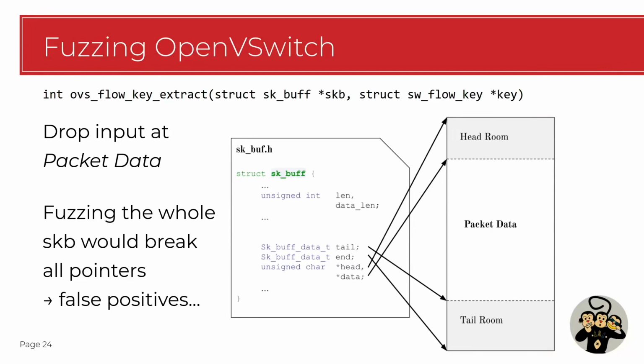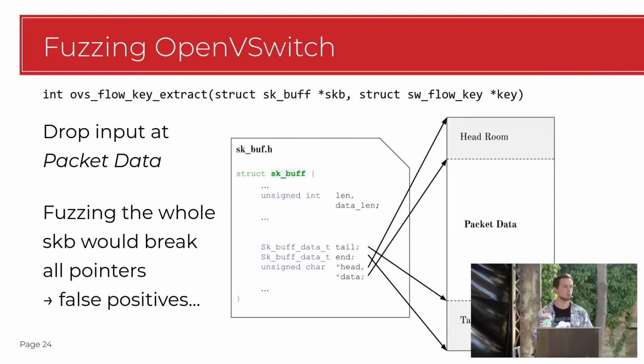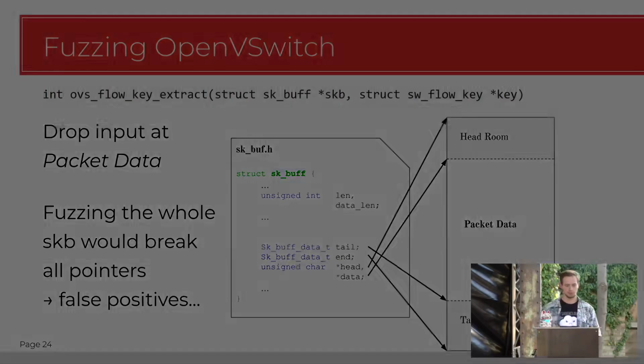If we overwrite a pointer with the 0, of course it would crash. But in the real world, Linux would never put a 0 at this pointer address, so we would find loads of false positives. So instead, we go and drop the data where the user could also put data, so that we have minimal false positives.